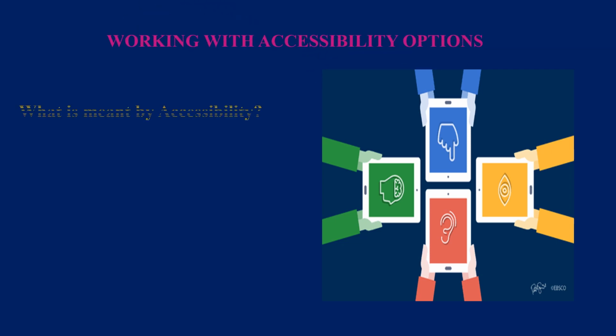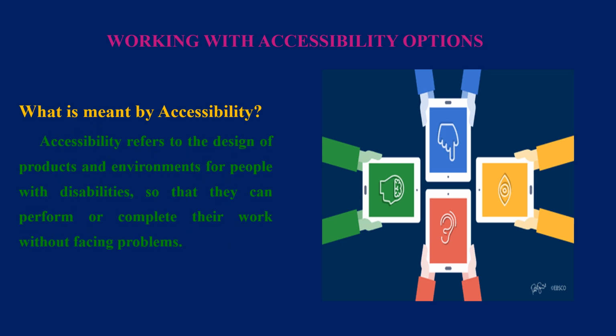What is meant by accessibility? Accessibility refers to the design of products and environments for people with a disability so that they can perform or complete the work without facing problems.